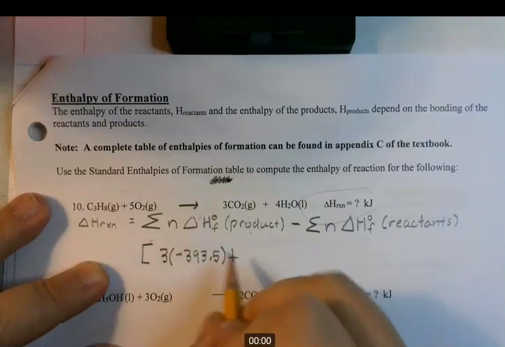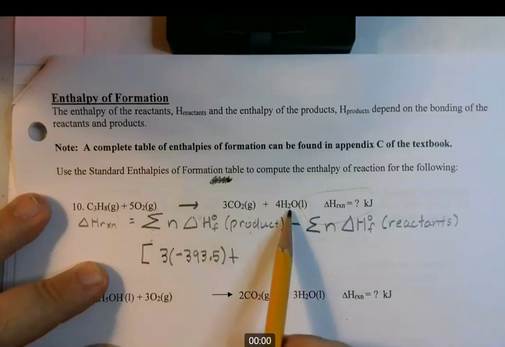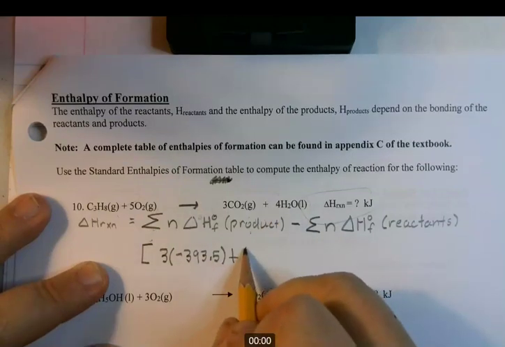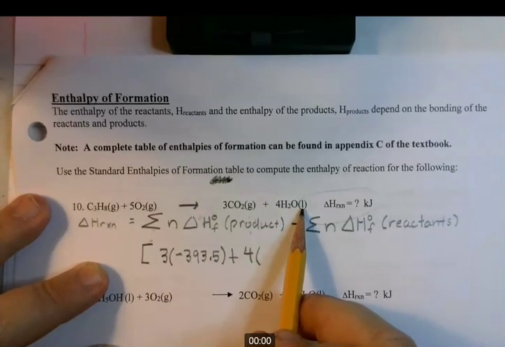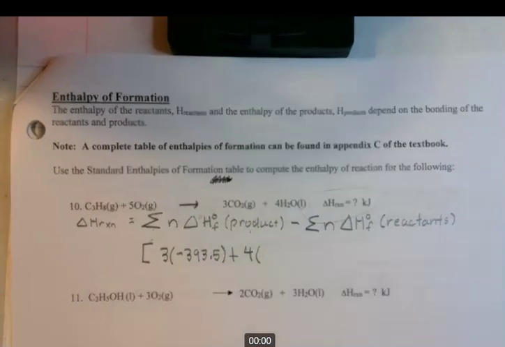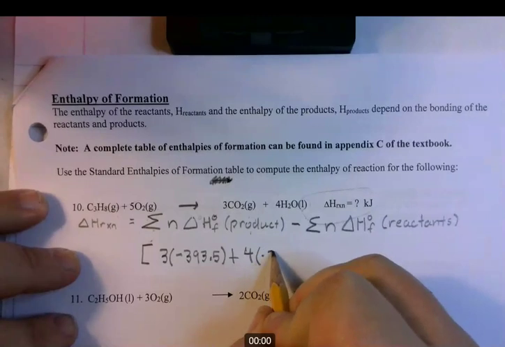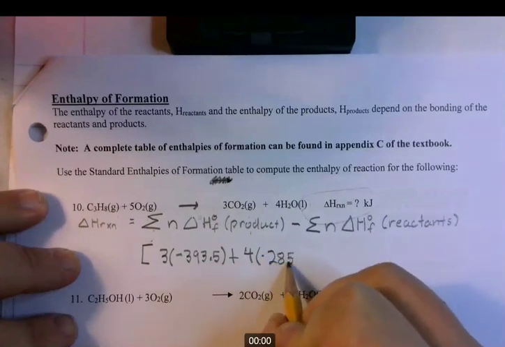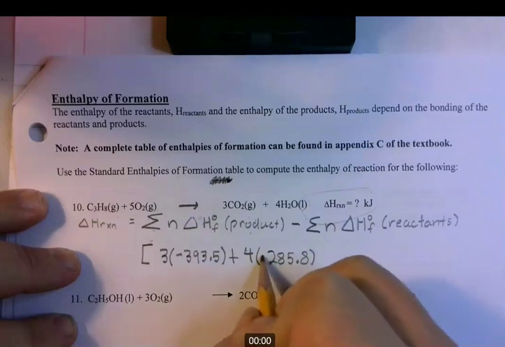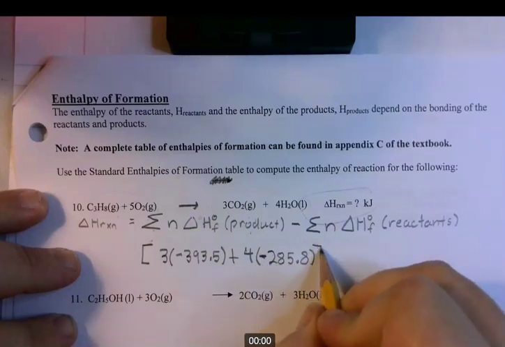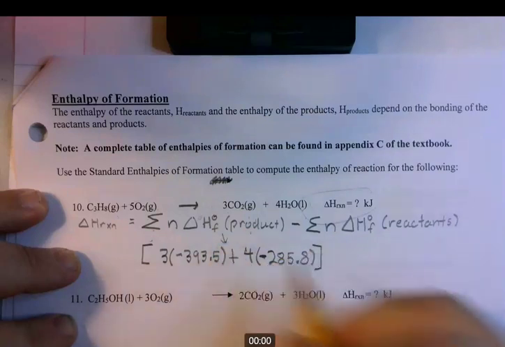And then we're going to add, because that's what summation means. You're adding. The same thing for water. It's 4 times. Be careful. It's liquid water. Be sure you use the right number. Liquid and gas would be different. So we come back to the same sheet. There's liquid water. That's liquid water is negative 285.8. We're going to close that parentheses, that's a negative, and close that block. So this is the products right there.